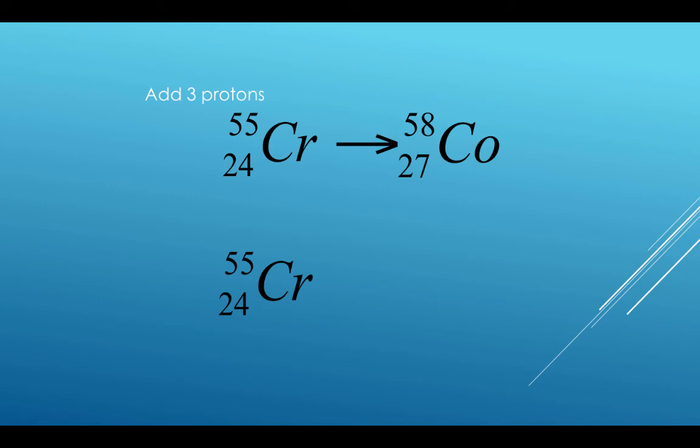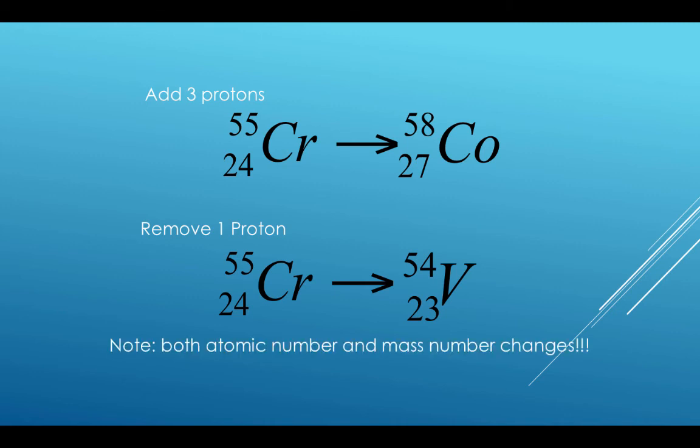In our next example, we use the same chromium. If we remove a single proton from its nucleus, what will happen? Well, the atomic number would decrease, changing it to vanadium, but its mass would also decrease from 55 to 54. Note both the atomic number and the mass number change.